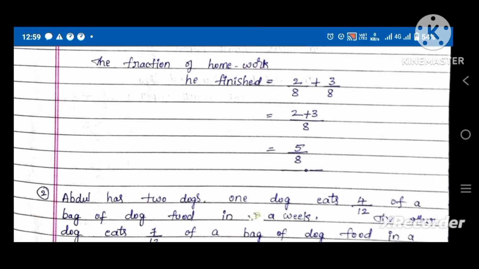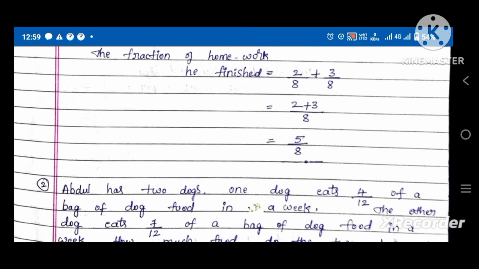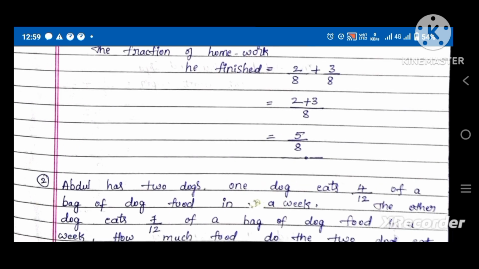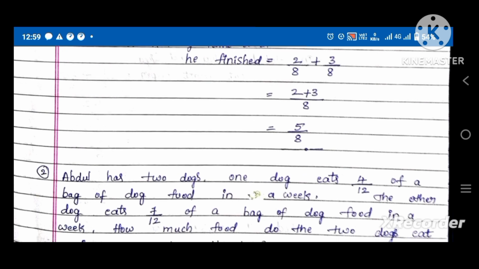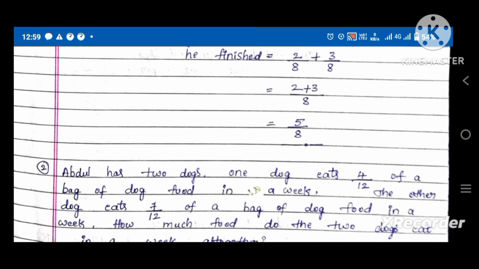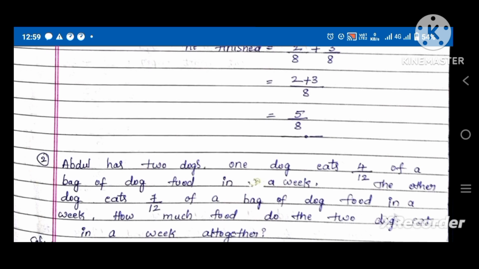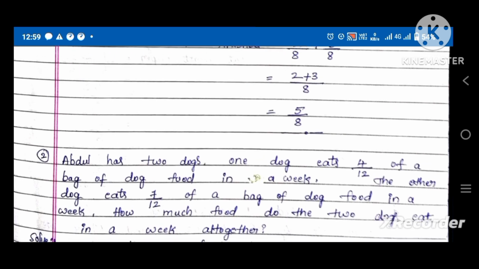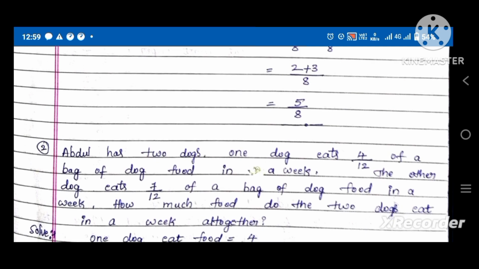Second question. Abdul has 2 dogs. One dog eats 4 by 12 of a bag of dog food in a week. The other dog eats 7 by 12 of a bag of dog food in a week. How much food do the 2 dogs eat in a week altogether?